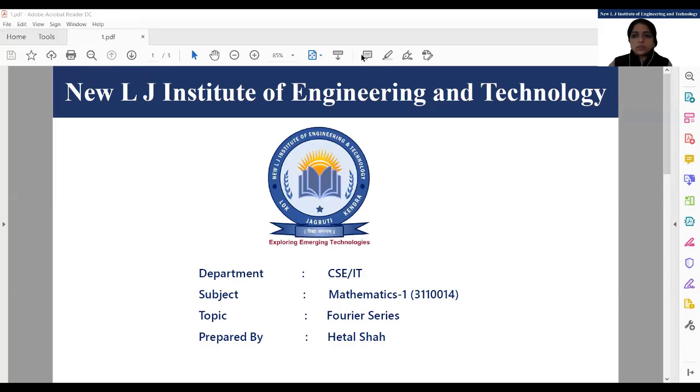Today we continue our lecture with the same chapter, Fourier series, but with a new topic, that is the limits for 0 to 2L, or we can say for period 2L. We started our chapter with the first lecture, that is introduction.